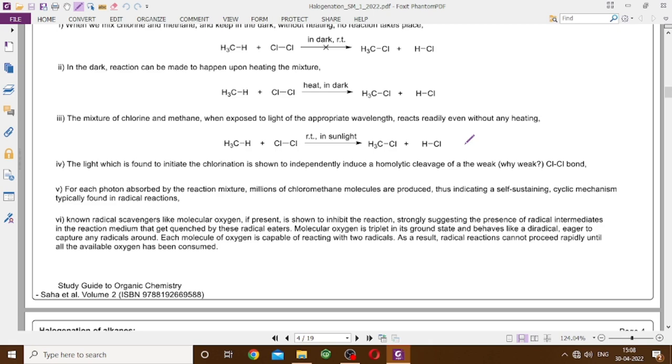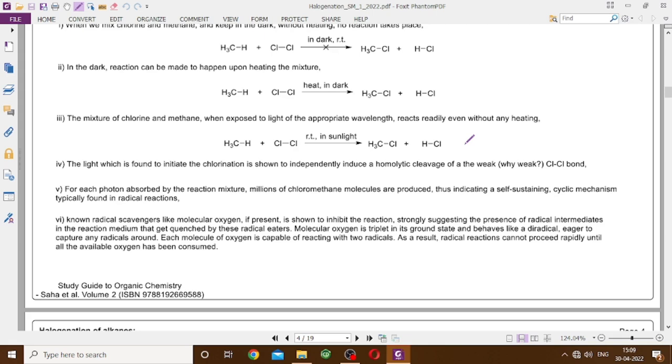So these are the radical scavengers or the radical traps that you can inject into your reaction medium, and if some radical mechanism is operating, the free agent radical that is responsible for the cyclic self-sustaining mechanism will be consumed by those radical scavengers, and eventually you will get total shutdown. The reaction mechanism will stop.